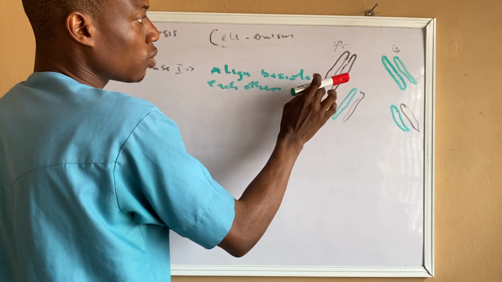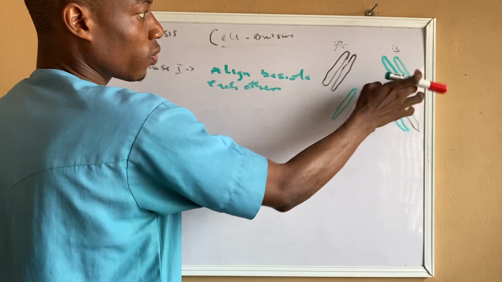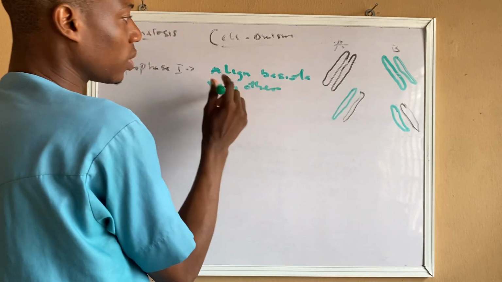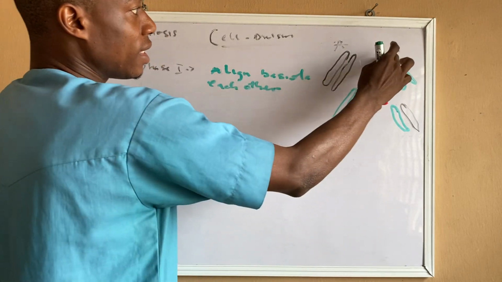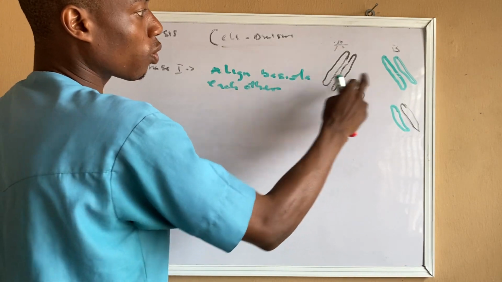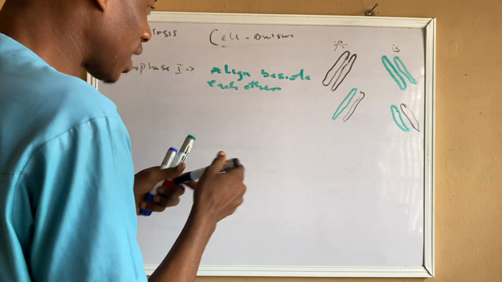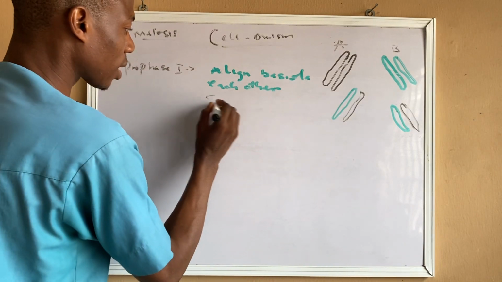One of the two has come to align with one of the two here. That is when they are aligned beside each other. This comes into play, and also this comes into play. The second one comes into play, and this process is called synapsis. Let me write synapsis.